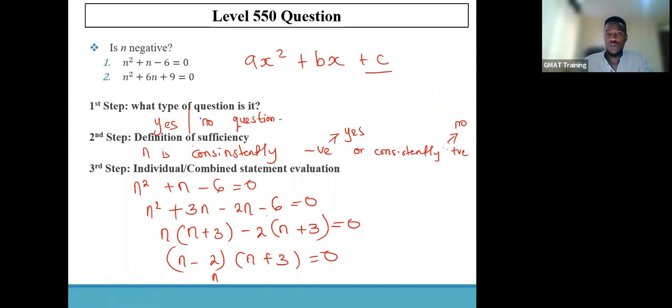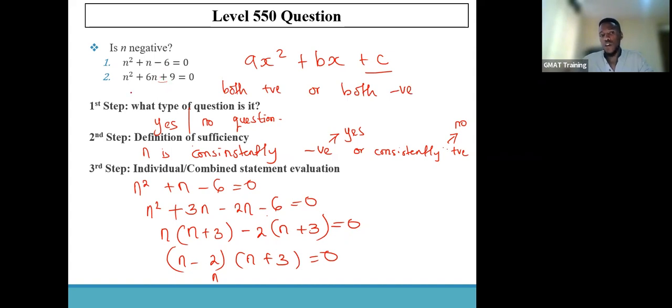At that point, we consider the second statement, which states that n squared plus 6n plus 9 is equal to 0. Again, from our understanding of quadratics, we can tell that when we have a positive sign in front of the value representing c, then we would expect that the values of n, the unknown, would either be both positive or both negative. That's the only case where we would end up with a positive c here.